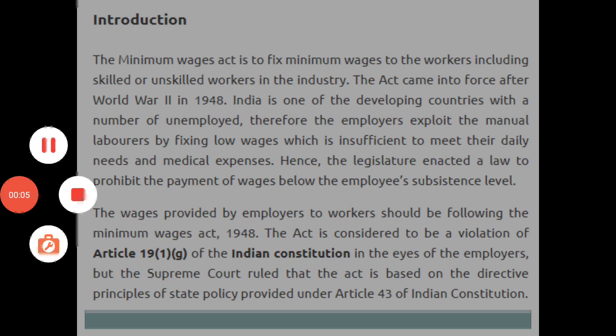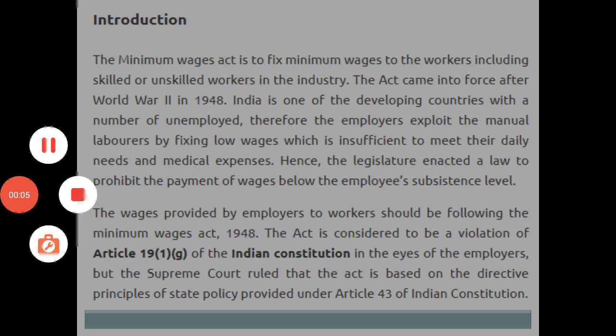Yes, the legislature enacted a law to prohibit the payment of wages below subsistence level. Getting it? So the wages provided by the employers to the workers should be following the Minimum Wages Act 1948.